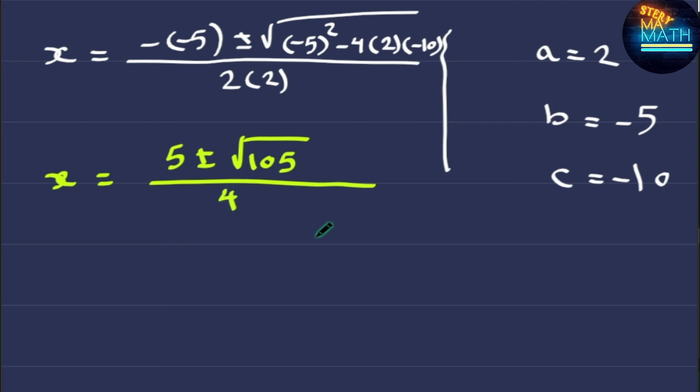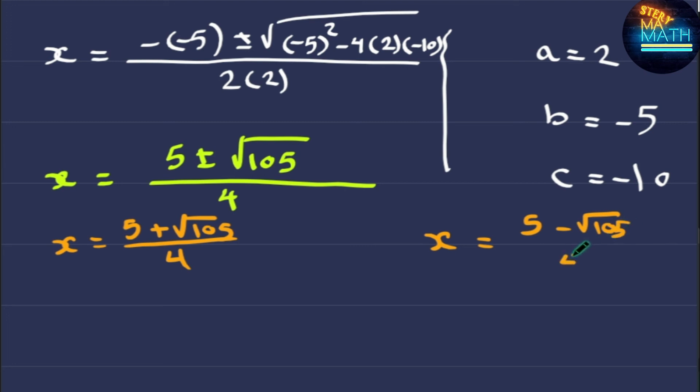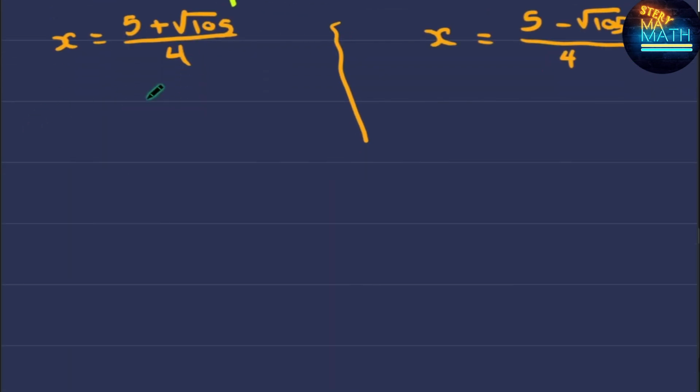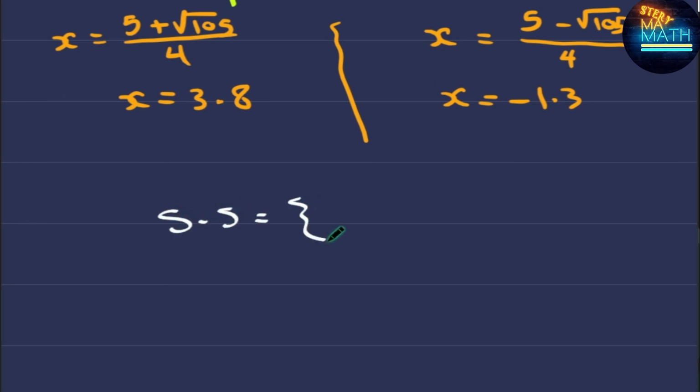Now, breaking it into two parts with plus and minus: x is equal to 5 plus the square root of 105 all over 4, and x is equal to 5 minus the square root of 105 all over 4. Getting the results on the calculator and approximating to the nearest tenth, the first value is x equals 3.8, and the second is x equals negative 1.3. So the solution set is 3.8 and negative 1.3. All right.